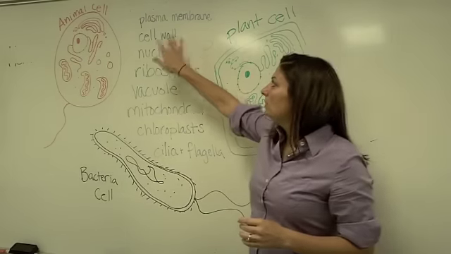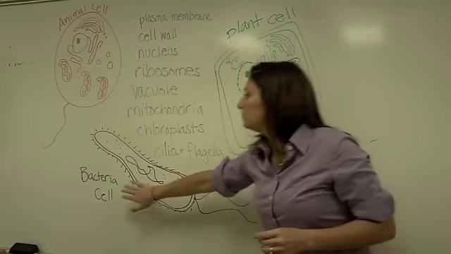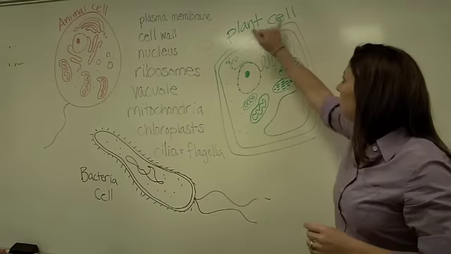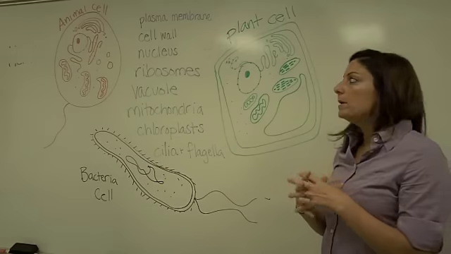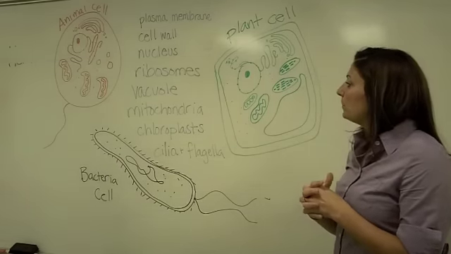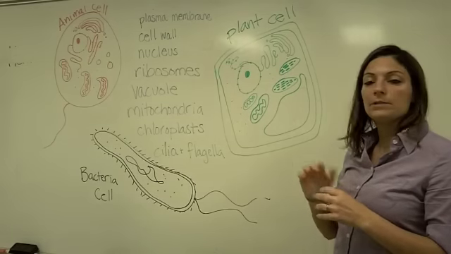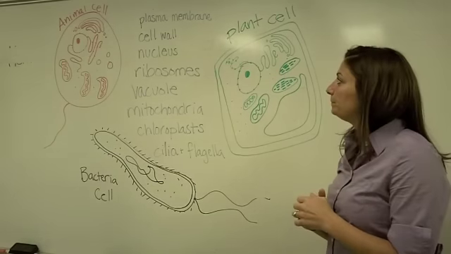The cell wall you'll find just in plant cells and in bacteria cells, and that's the outer membrane that you see. And the cell wall provides a little bit more structure to those cells. So plants and bacteria have a cell wall. Animal cells don't. They just have the plasma membrane.